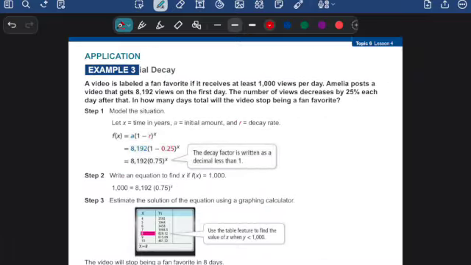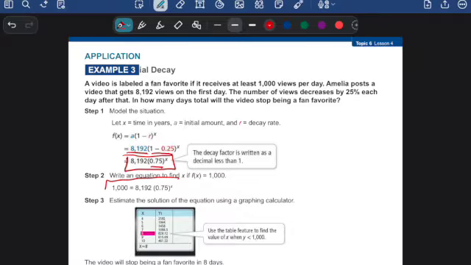So we can plug these numbers into our formula. A, the initial value, is 8,192. We know the growth factor is going to be 0.75, because we're losing 25%. We're subtracting 25% from 100 over and over again. So here's our formula, and we just need to figure out when this is less than 1,000. So we can plug this into our calculator.